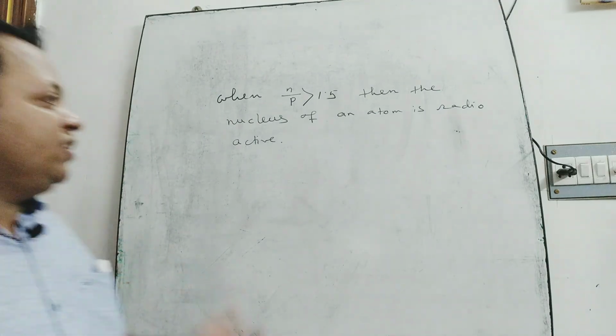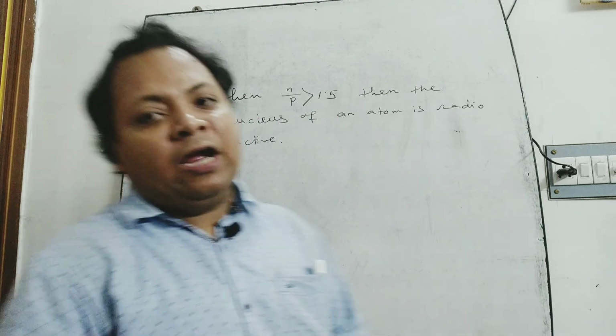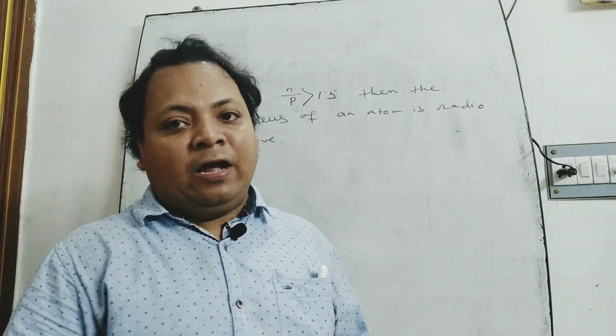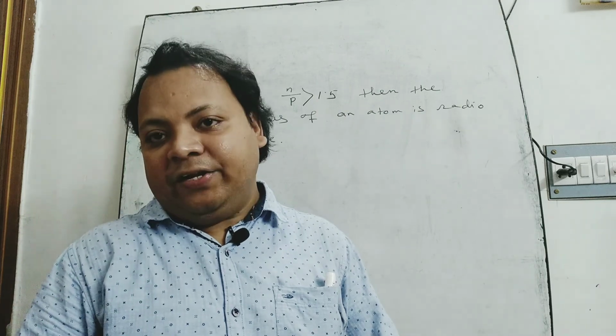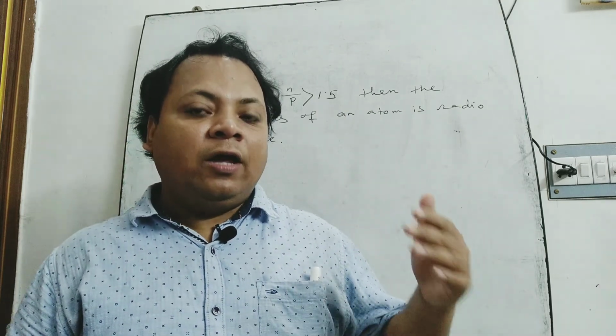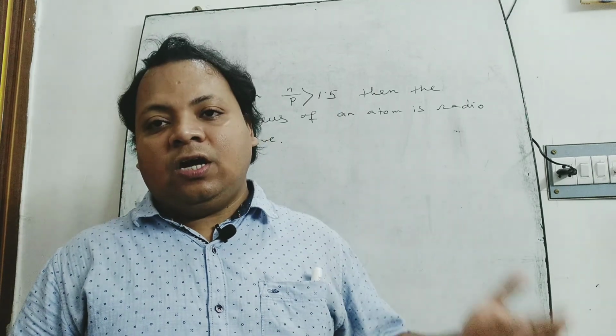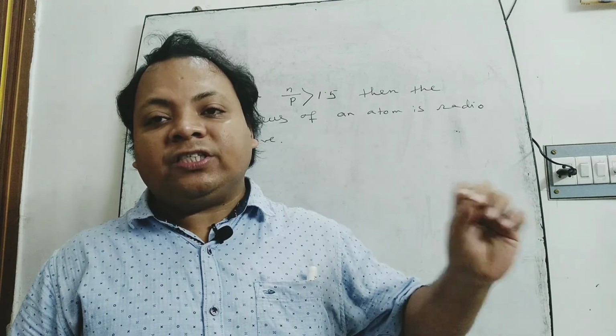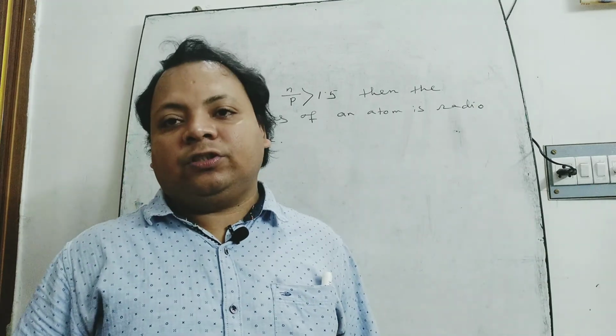The most stable heavy atom is lead. That's why the radioactive heavy nuclei try to be transformed into lead atoms.